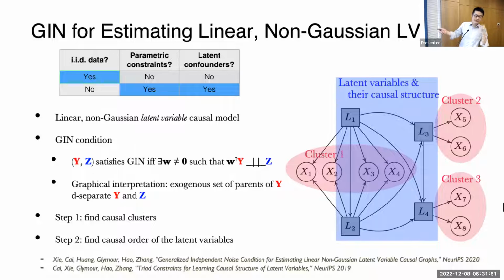Now, let me just briefly say something about one method published recently. It's called the generalized independent noise condition. Basically, it's just regarding whether a combination of some measured variables is independent from some other measured variables. So you can just do independence tests, and then you can verify this condition. And then you can discover two things. First of all, you can see which measured variables share the same latent variables as parents. And then you can also find the causal ordering among those latent variables.